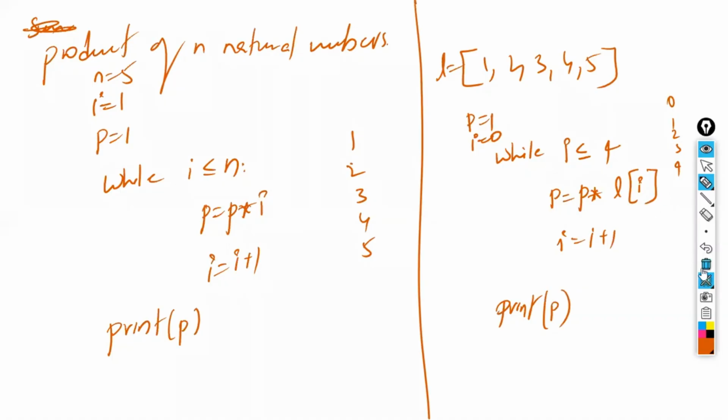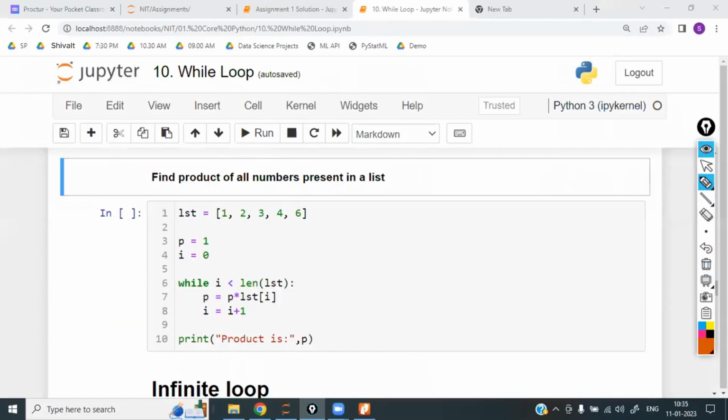Done. So let us execute some of the programs of while loop, and we'll continue in tomorrow's class with respect to while loops along with the for loops. In tomorrow's class, we'll continue with the for loops also.